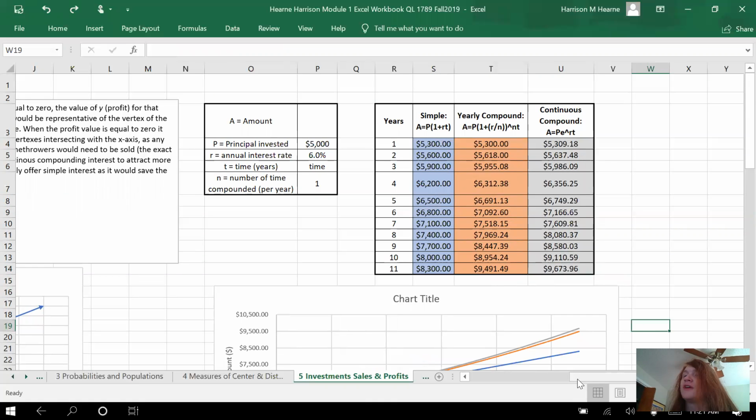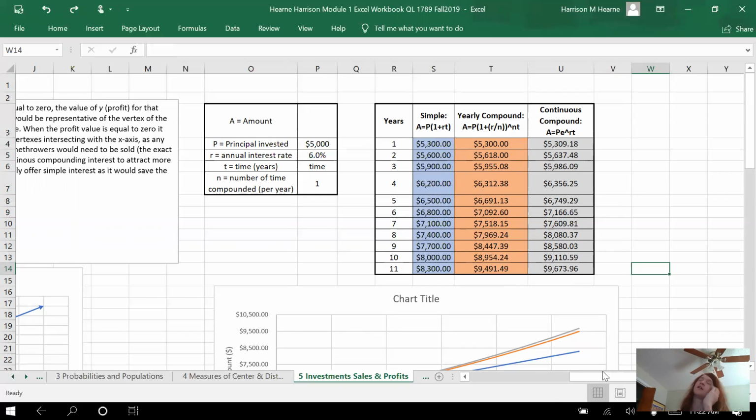So if you are an investor investing your own money, you really want either yearly compounding interest, or best case scenario would be continuous compounding interest. But if you were unable to get continuous, yearly is still pretty good. There's not going to be too much of a difference between yearly compounding and continuous compounding, as you can see.